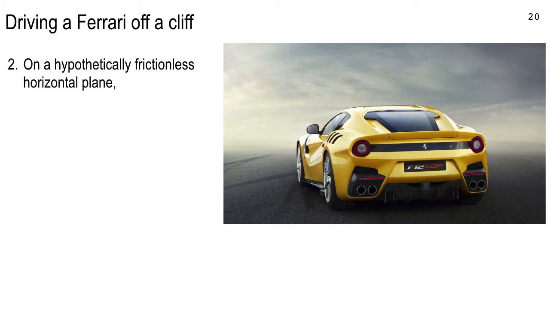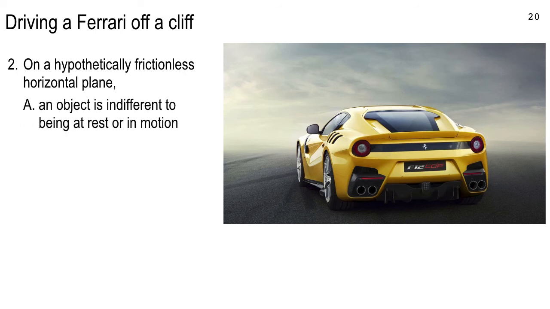So, first, you think of a hypothetically frictionless horizontal plane, up off the surface of the Earth. Okay? And you get your Ferrari up on that horizontal surface. What Galileo said, based on his experiments with ramps and stuff, is that if it's horizontal and frictionless, it's going to keep going. It's indifferent. It doesn't care whether it's at rest or at a constant velocity. If it's at 50 miles an hour up there on that hypothetical frictionless surface, it'll stay at 50 miles an hour, and it'll stay in the same direction. It won't change. And if it's at rest, it'll stay at rest. But if it's in motion at 50 miles an hour, constant speed, no problem for Galileo.